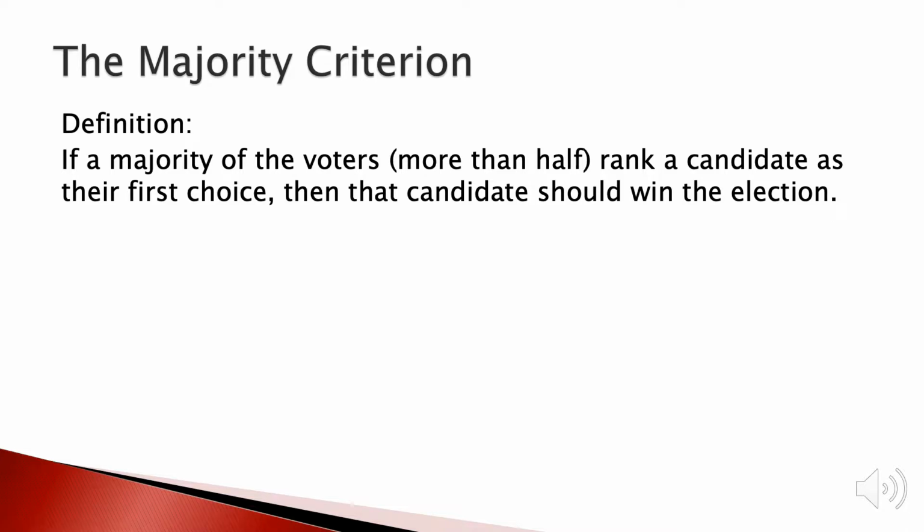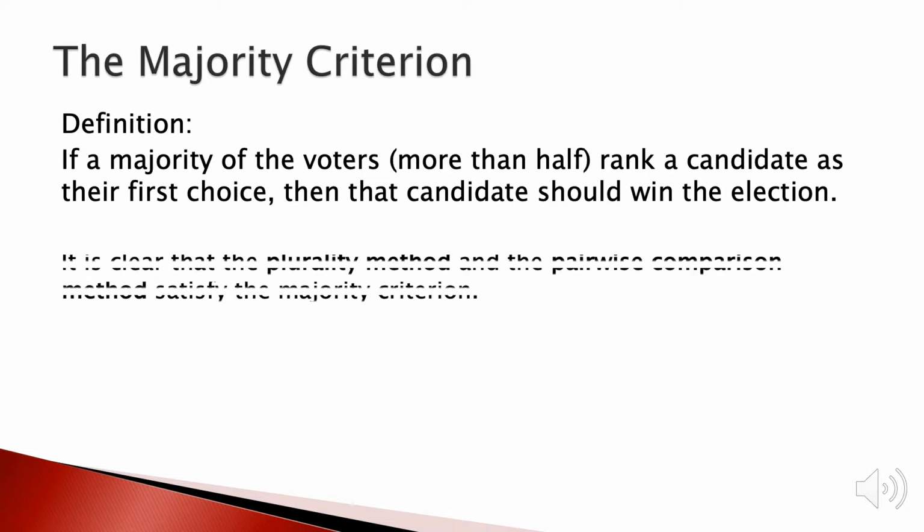First of all, let's see what the majority criterion is. It is defined as: if a majority of the voters, which means more than half of the voters, rank a candidate as their first choice or the first preference in the preference table, then that candidate should win the election. It is clear that the plurality method and the pairwise comparison method satisfy the majority criterion.